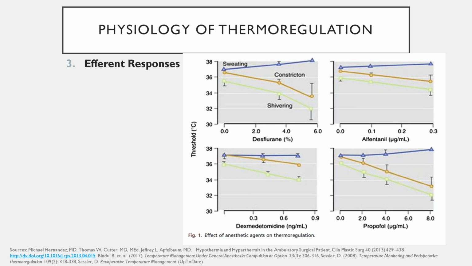But if you look at the magnitude of the change for sweating, it's not very significant. But for vasoconstriction and for shivering, it's quite significant. And so that's why it tends to be more of an issue of hypothermia than hyperthermia, because those specific effector responses have such a greater dampening during the course of an anesthetic state.